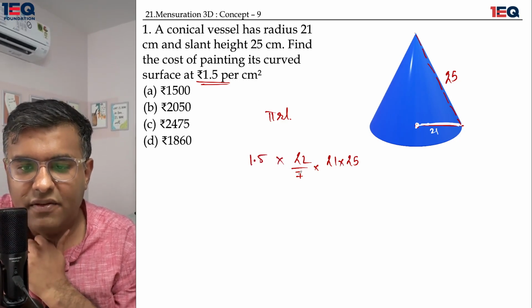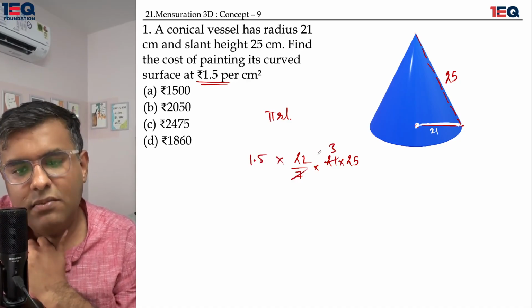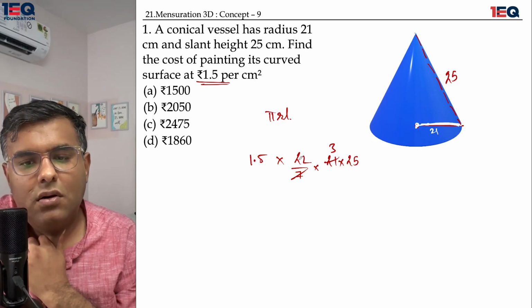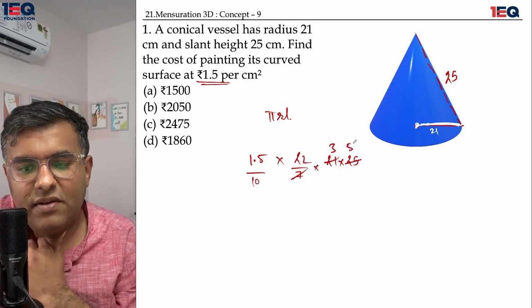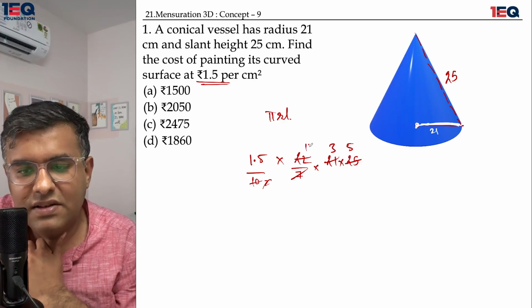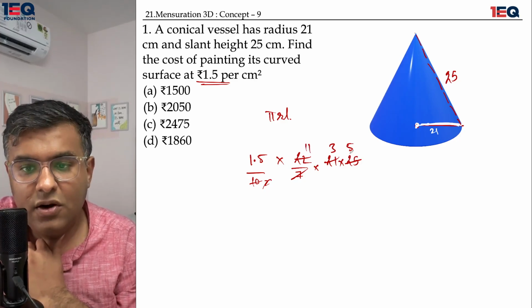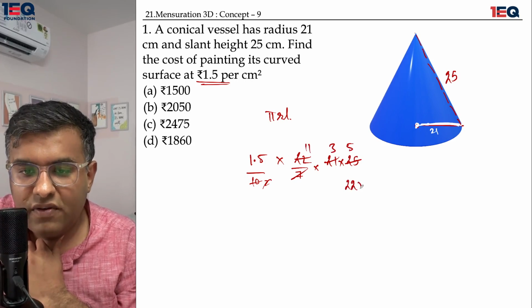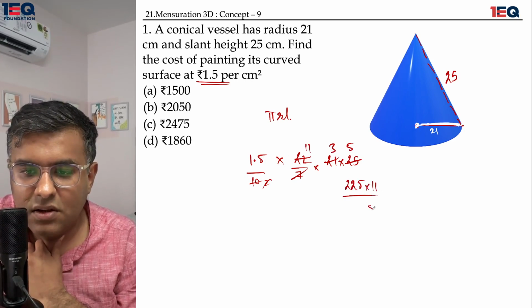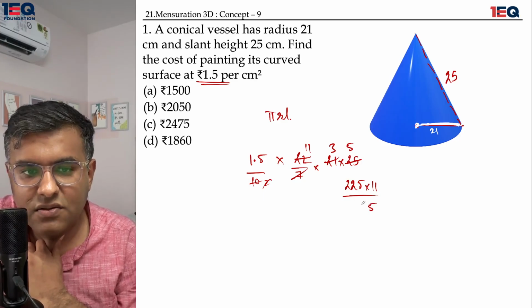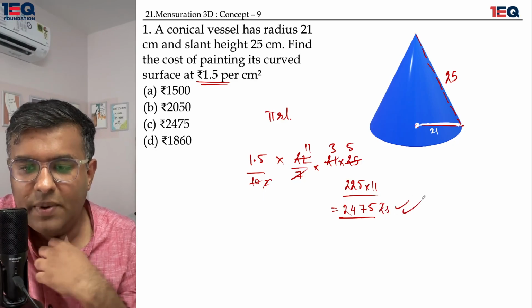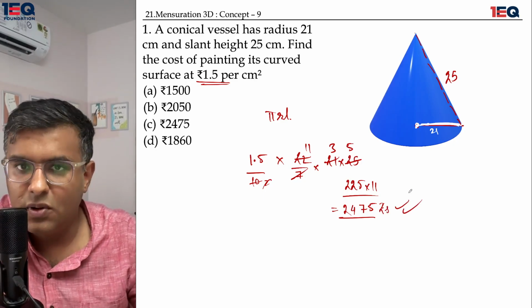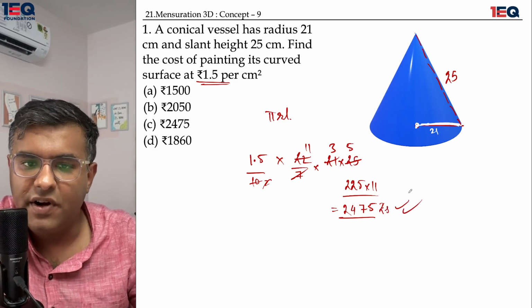Okay, 1.5. So 7 3s are 21. 5 5s are 25, 5 2s are 10, 2 11s are. I have 15 into 15, that is 225. 225 into 11 is going to be my answer. So 2475 rupees is going to be my answer. I hope everybody is able to understand it. Right? Let's move ahead.